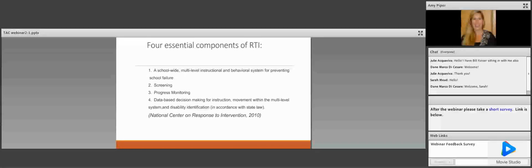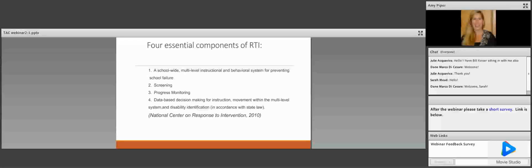Four essential components of RTI are listed there, and these come from the National Center on Response to Intervention. Really have to have a school-wide, multi-level instructional and preferably behavioral system for preventing school failure. At Fredonia, we do use PBIS along with RTI, and we are implementing the tiers for PBIS as well. Really need to have a screening process. Again, depending on what you use, we do use AIMSweb Plus here at Fredonia, but there's others that work as well. And again, you can see those ratings on the National Center on Response to Intervention.